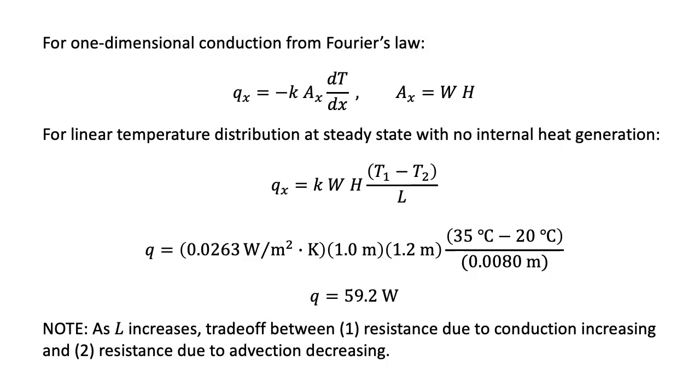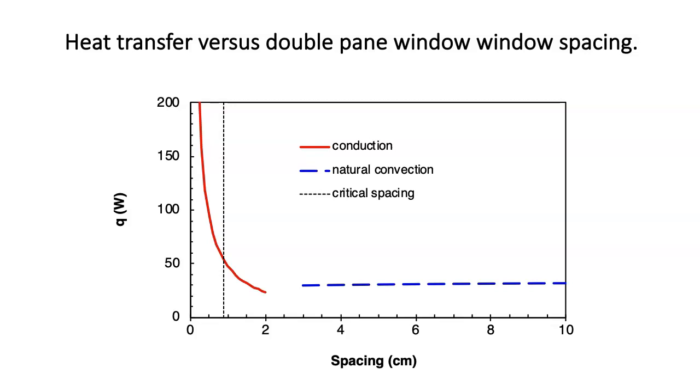Finally, we note that as the spacing between the window panes increases, there is a trade-off due to the resistance due to conduction increasing, while the resistance due to advection decreases. To consider the effect of this trade-off, let us look at a plot of the heat transfer rate versus the window pane spacing. Initially, as the spacing increases, there is conduction only, and the heat transfer rate drops off significantly.